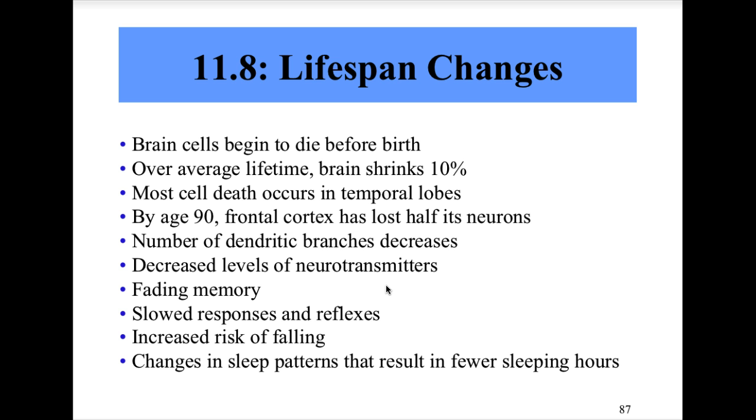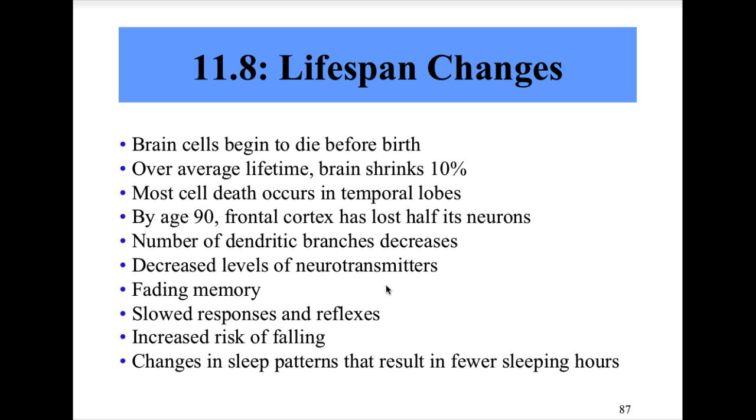Here are some lifespan changes as far as the central nervous system, part 2, is concerned. Basically, brain cells begin to die before birth. Over the average lifetime, the brain shrinks 10%. Most cell death occurs in the temporal lobes. By age 90, the frontal cortex has lost half its neurons. So remember, the temporal lobe, by age 90, most cell death occurs in those temporal lobes. Remember, that is your pleasure pain center.